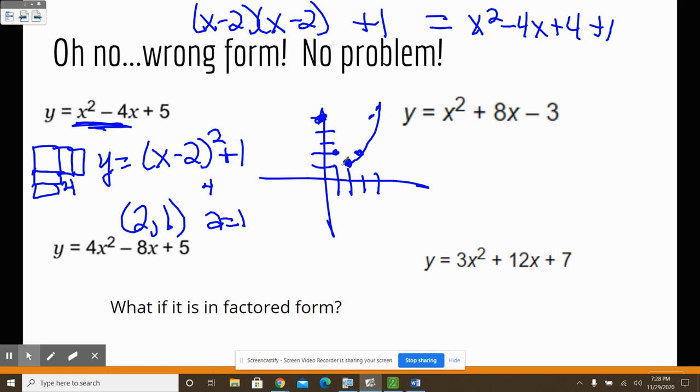And guess what? I can even check that my y-intercept is right, because there it is, right at 5. So what about this one? What is it closest to? Well, it's closest to (x + 4) squared. If there was 8, there would be 4 on each side.